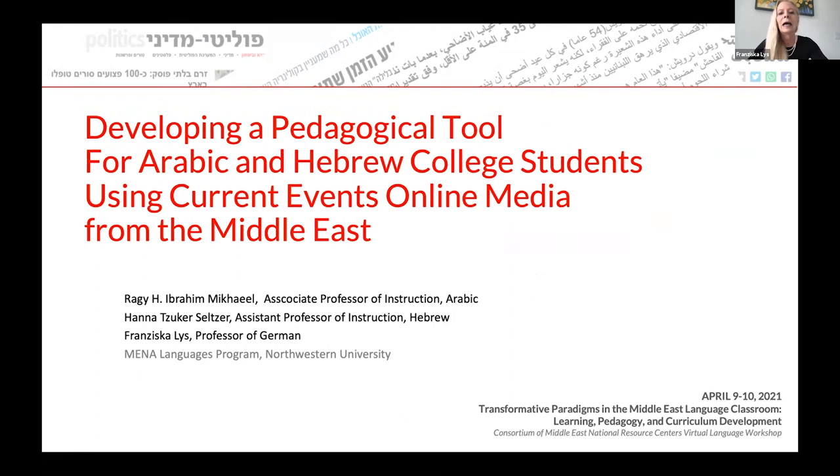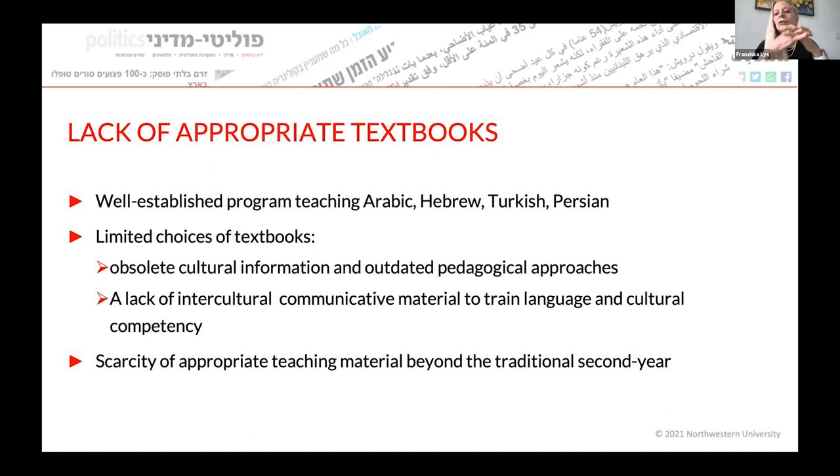As with any program that teaches Arabic, Hebrew, Turkish, and Persian, which we currently do, we all know that there is a limited choice of textbooks that are available, and especially if you come from German, this is really obvious, or was really obvious to me. Many of the textbooks we have are soon obsolete because of the cultural information and outdated pedagogical approaches. We know that the textbook has a shelf life of 4 years, and we just don't turn over textbooks every 4 years. There's also a lack of intercultural communicative material to train language and cultural competency. And of course, there's a scarcity of appropriate teaching material beyond the second year.